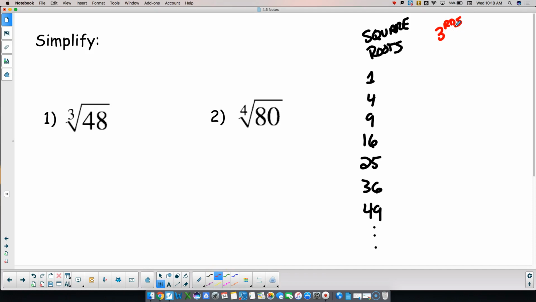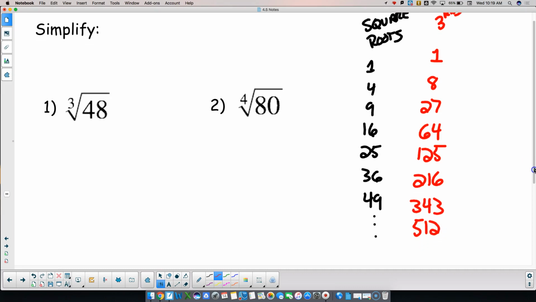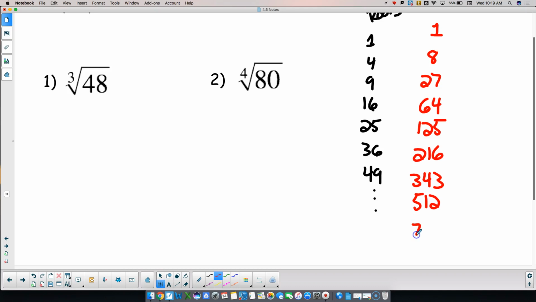1 is a perfect third. Doesn't really help me, but it is. 8 is a perfect third, or a perfect cube. 27, 64, 125, 216, 343. That gets me to 7. 8 is 512. 9 is 729. 10 is 1,000.